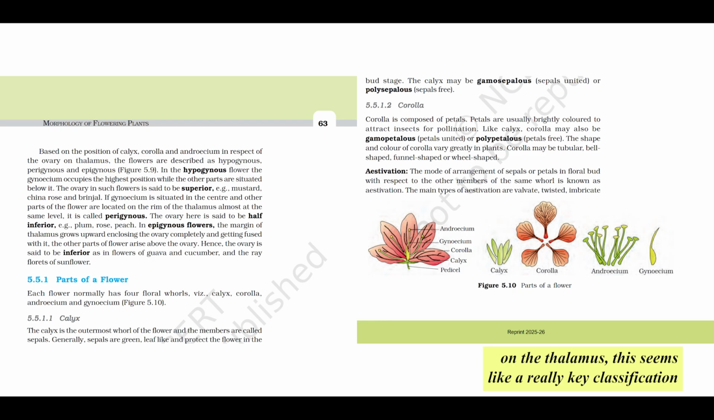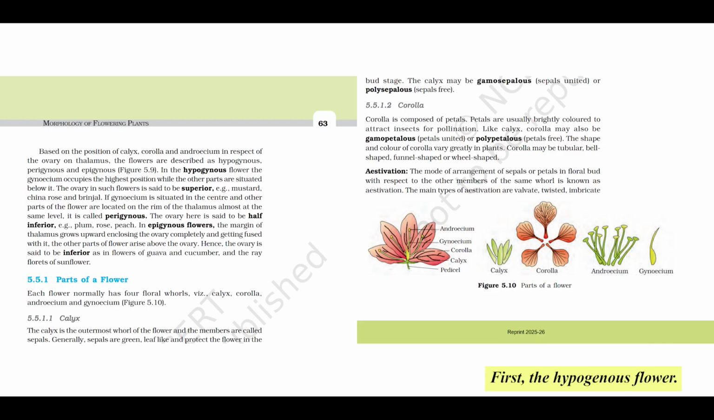Okay. Now, the position of the ovary relative to other floral parts on the thalamus, this seems like a really key classification that determines a lot about the flower structure and even the fruit later on. Could you elaborate on hypogynous, perigynous, and epigynous flowers and how the ovary position is described in each? This classification is exceptionally important and frequently tested, as you suspect. It directly reflects how the flower's structure develops around its reproductive core, the ovary. It's all based on the relative position of the calyx, corolla, and androecium in relation to the ovary on the thalamus. Let's go through each type slowly, visualizing with figure 5.9 of your study material.